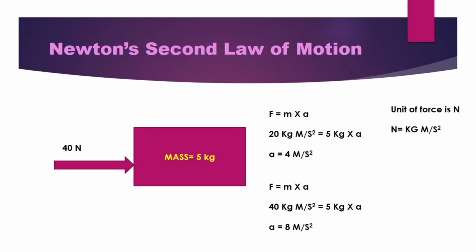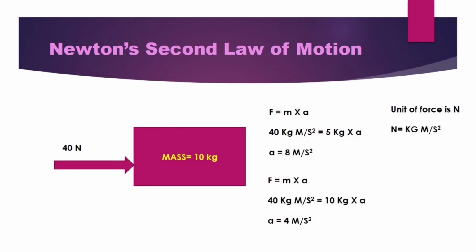Now let's say we double the force to 40 Newton. Force is mass times acceleration, so 40 kg·m/s² is equal to 5 kilograms times acceleration. So acceleration would be 8 m/s². Therefore, when we have doubled the force, the acceleration has also doubled. So acceleration is directly proportional to the force.